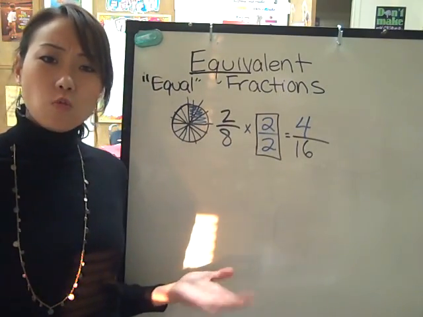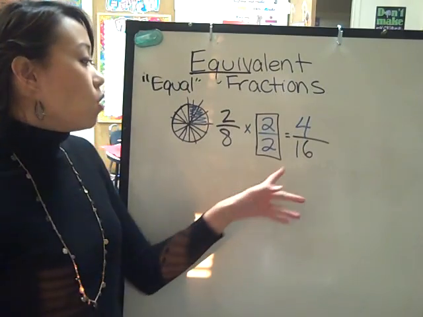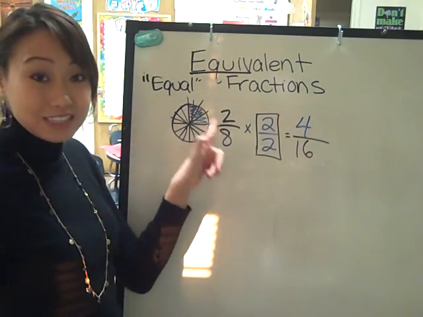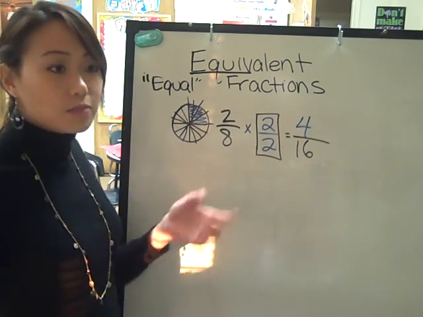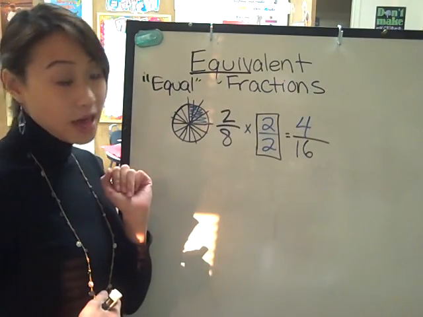You might be thinking, well, these numbers sound really different. How is that possible that they're equal? Well, if you think about it, I'm cutting my pizza into skinnier, smaller slices. So obviously I'm going to want to eat more slices than what I originally had.